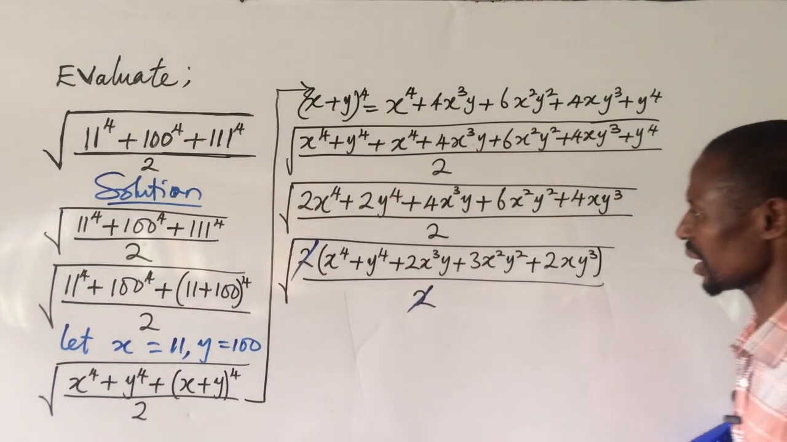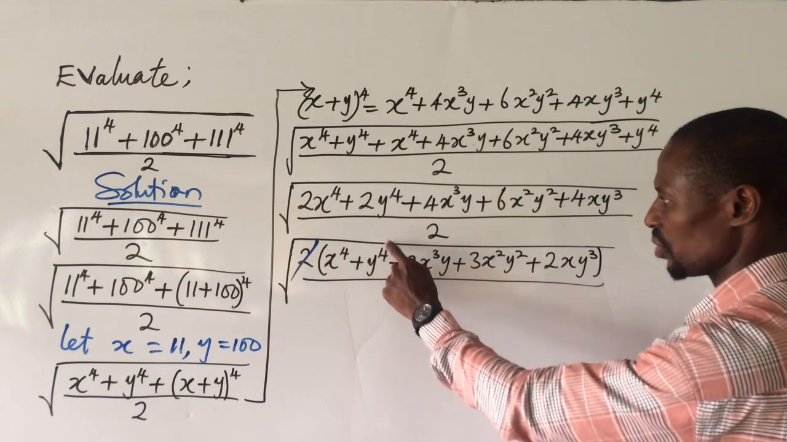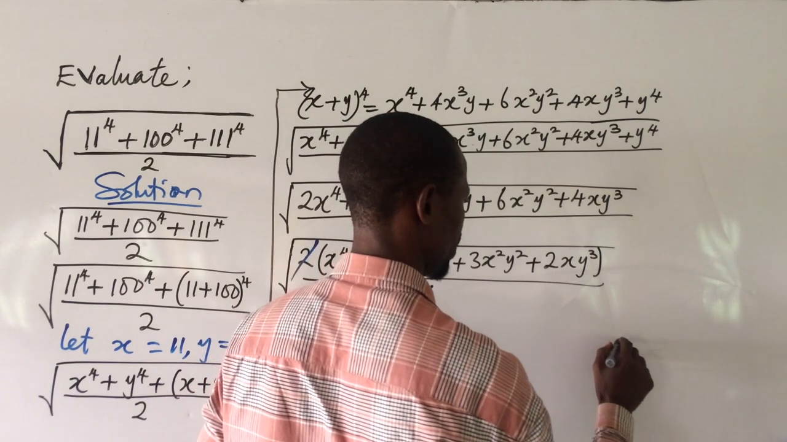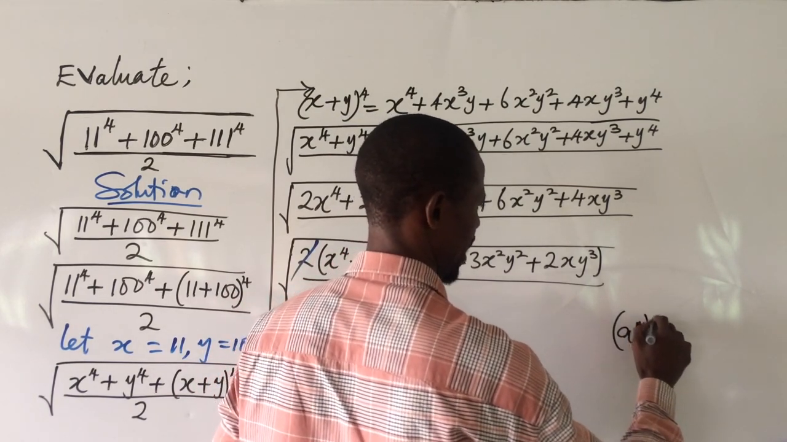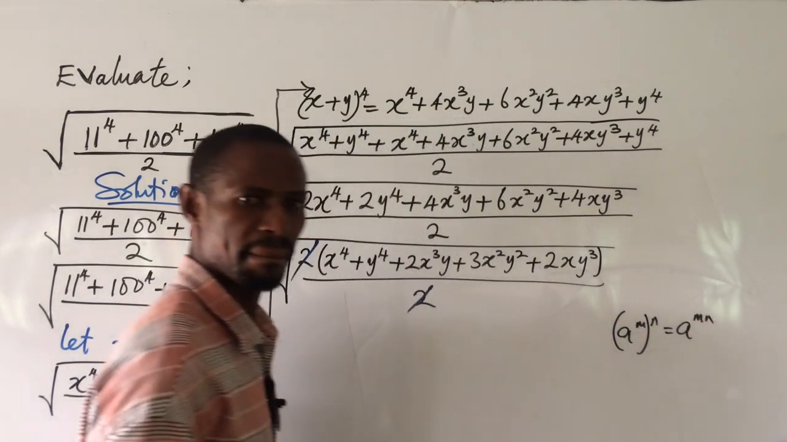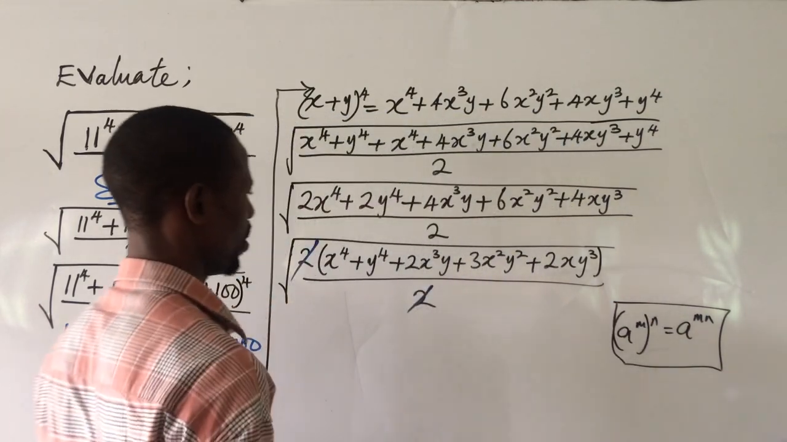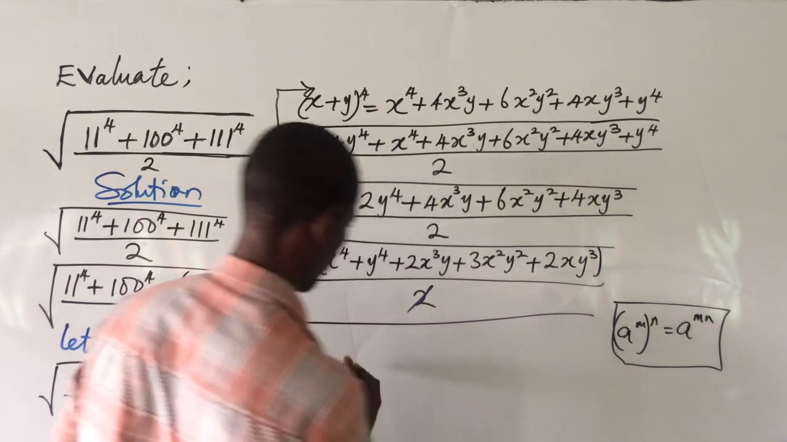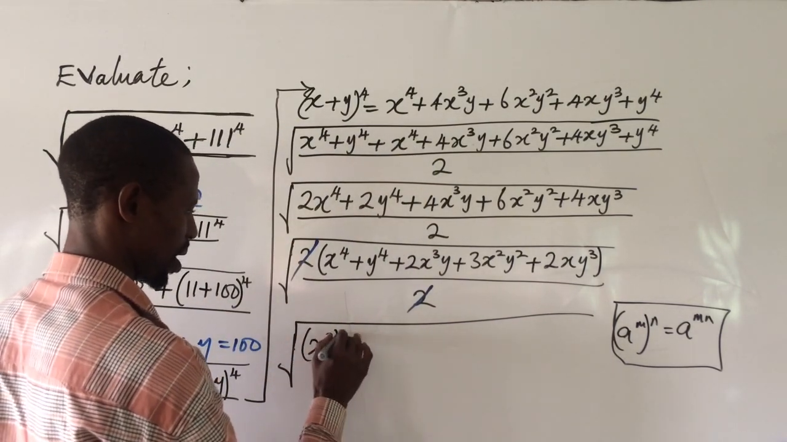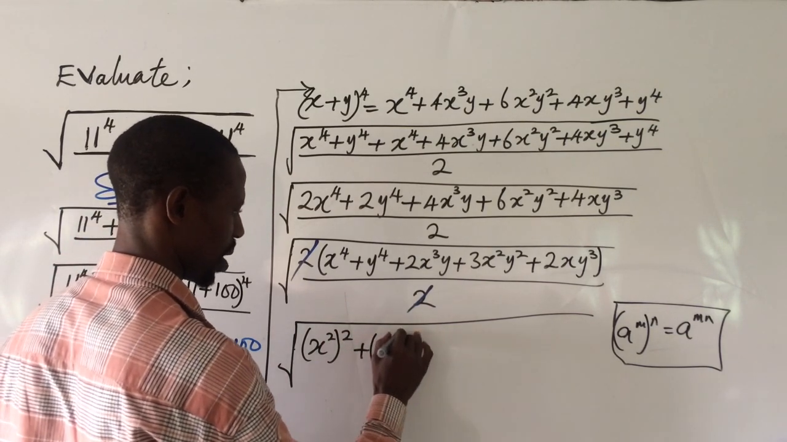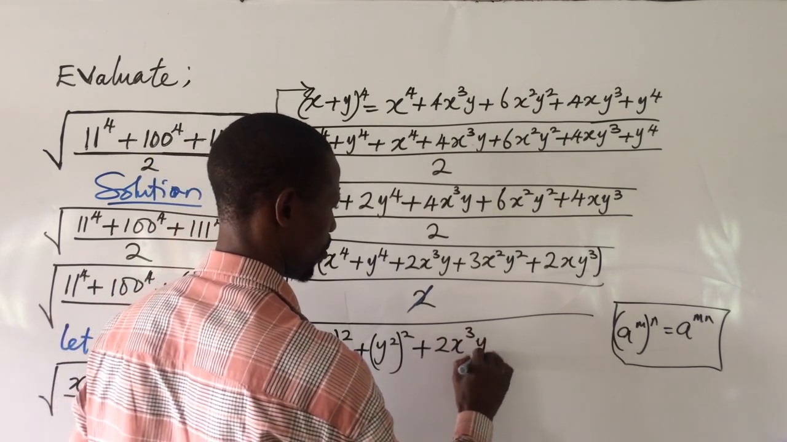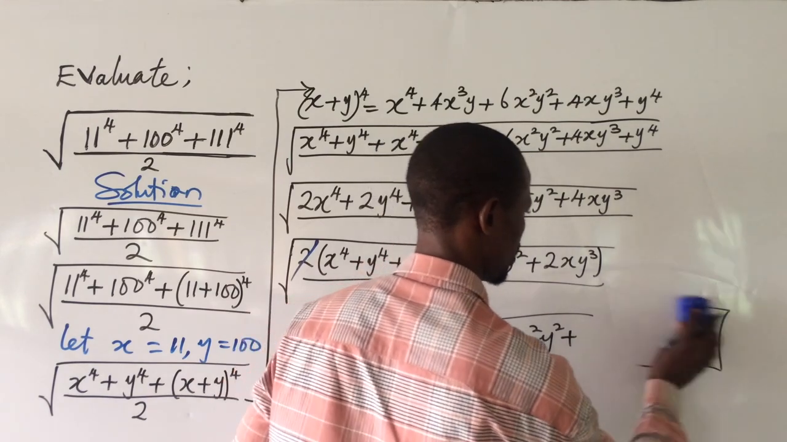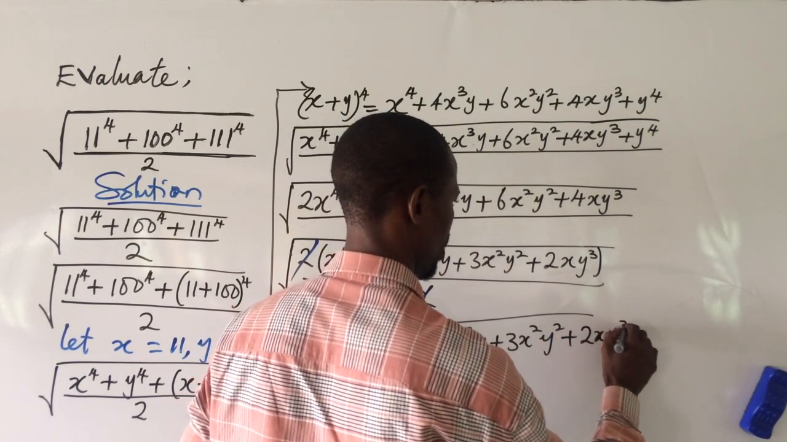All right. We look at our expression here. Look at this x to the power of 4 and y to the power of 4. They can also be rewritten according to the law of indices, which says that if you have a to the power of m, bracket n, this is equal to a to the power of mn. So if we apply this rule, we can rewrite these two expressions. Now this will give us the square root of x to the power of 2, to the power of 2, plus y to the power of 2, to the power of 2, plus 2x to the power of 3y plus 3x squared y squared plus 2xy to the power of 3.